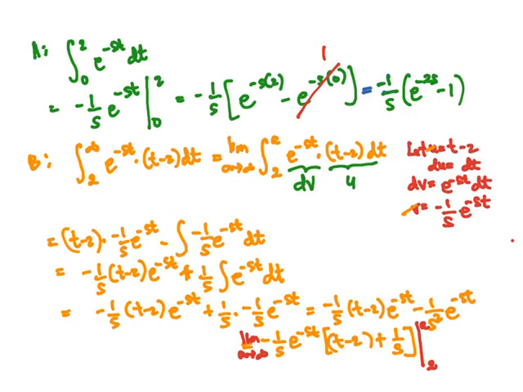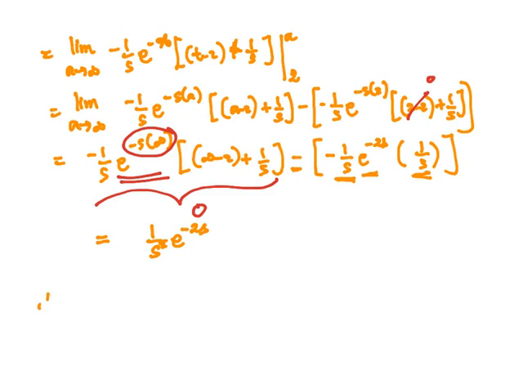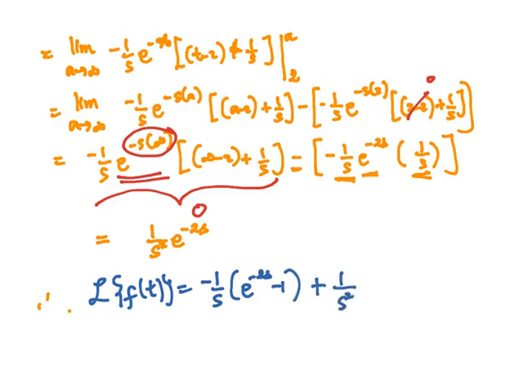So going back to our first term, you'll have negative 1 over s times e to the negative 2s minus 1, that's the integral. Therefore, the Laplace transform of f of t is equal to negative 1 over s times e to the negative 2s minus 1 plus 1 over s squared e to the negative 2s.